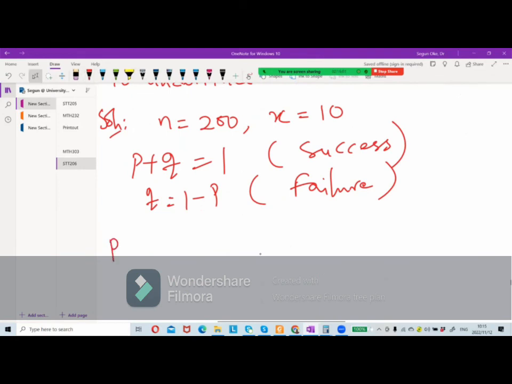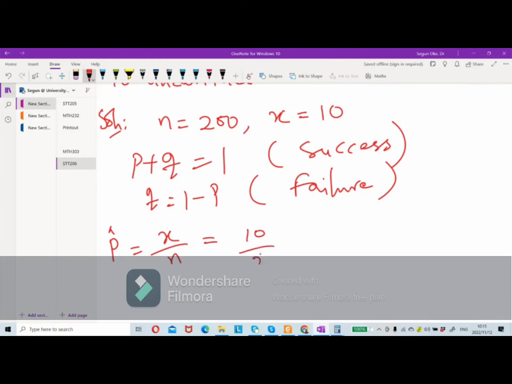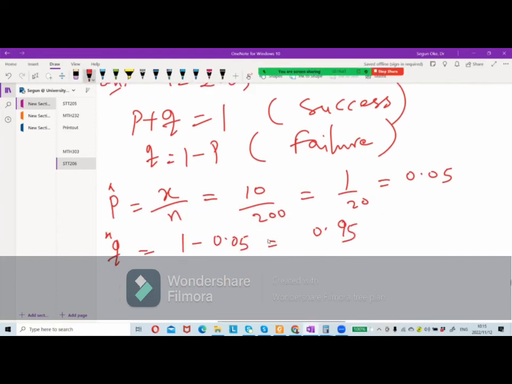Let's get our P. Our P cap is the same thing as S over N. I gave you in the formula. What is X? 10 over 200, which is what? 1 over 20. 0.05, right? Yes. Then our Q, we can calculate the Q now. 1 minus 0.05, which is 0.95. Don't forget.